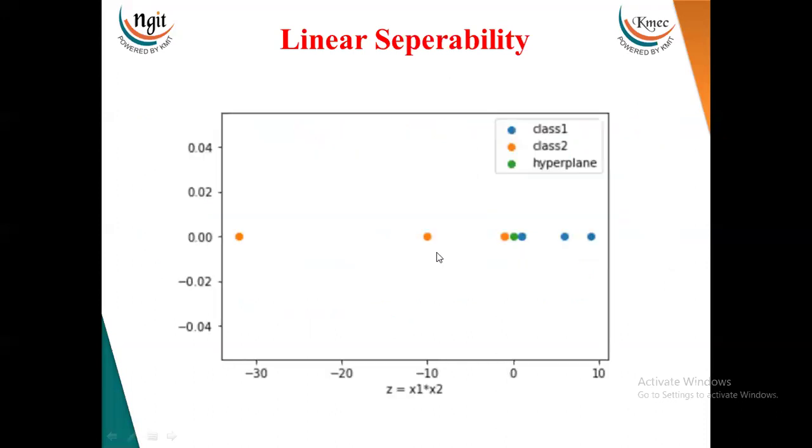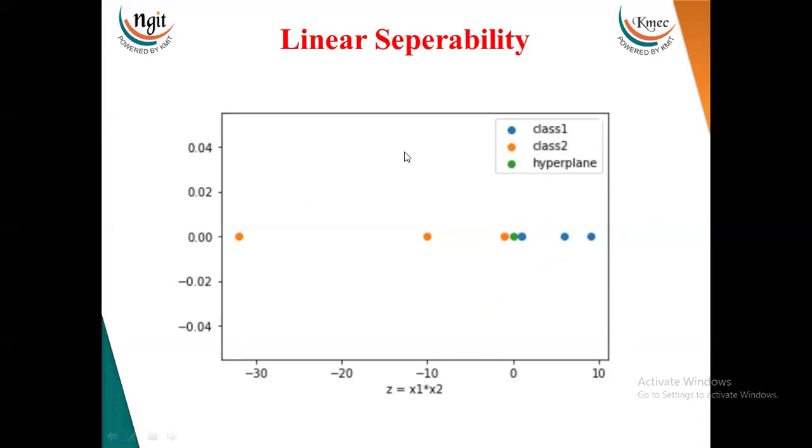Suppose I take another example, another set of points with x1 and x2. If you take this green line, I'm separating the points. This is called a hyperplane. I'm drawing the green color line so this is in class 1 and this is in class 2. So this particular set of values is called linearly separable.